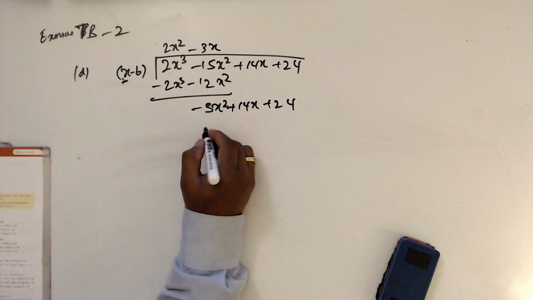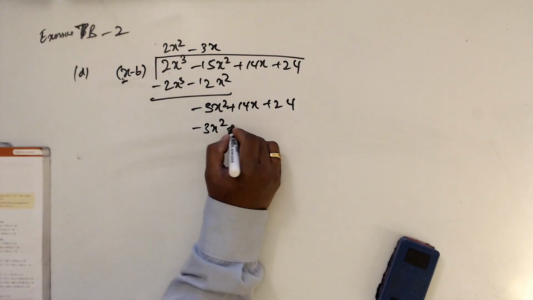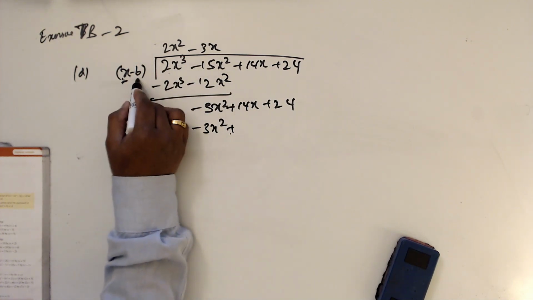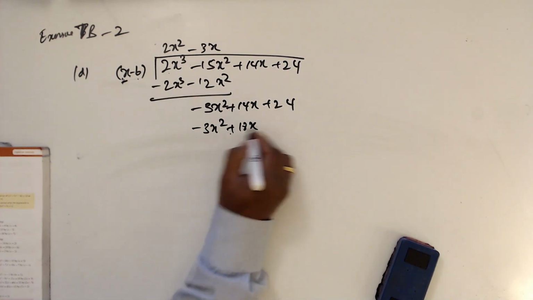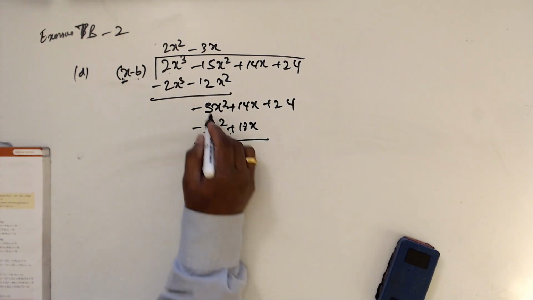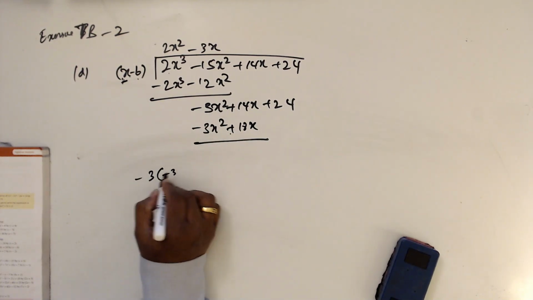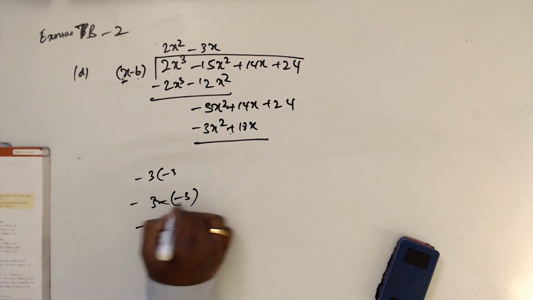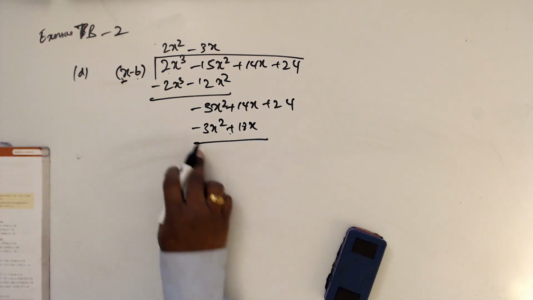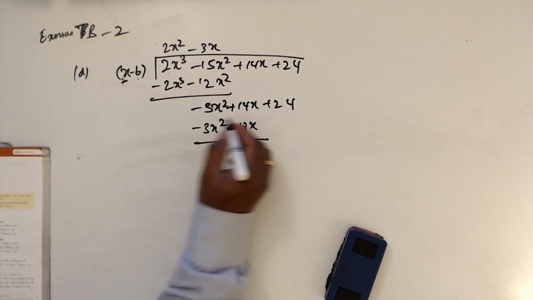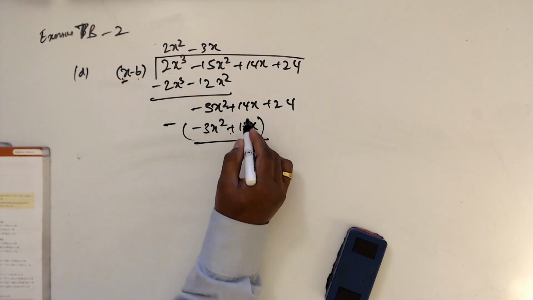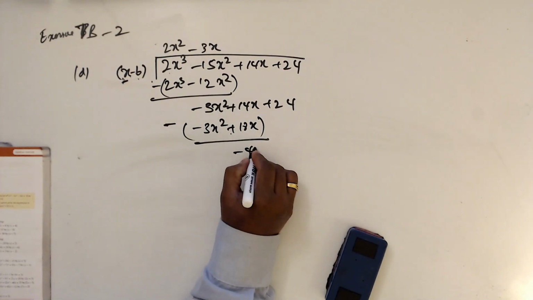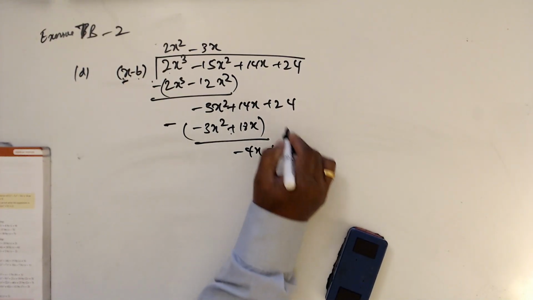So minus 3x times x, minus 3x square. Then minus 3x times minus 6, positive. That's why 3 times 6, 18x. Then I want to minus this one. Minus 3 plus 3 cancels out. This is 14 minus 18. I'll put the bracket here. It's minus 4x and plus 24.